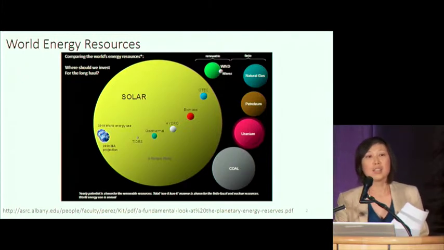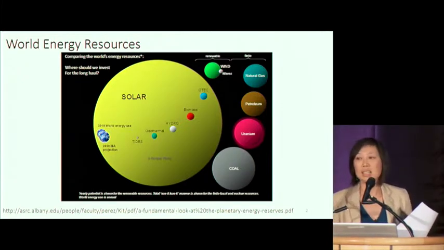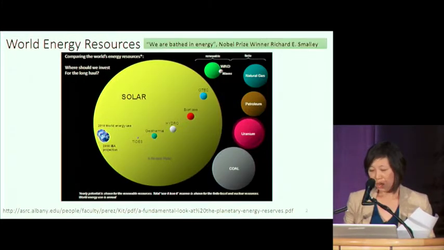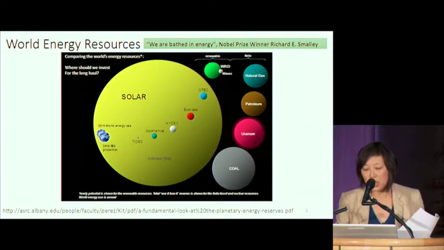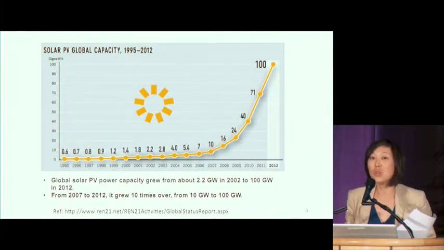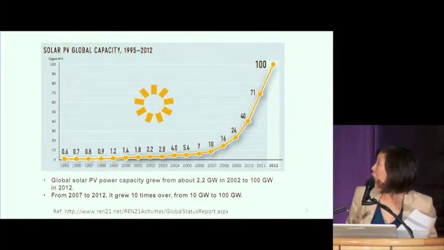Actually, if we count the energy input from sunlight, every hour the energy we receive from the sun is enough to power us for more than a year. According to Nobel Prize winner Richard Smalley, we are best in energy. So this session is about solar energy, and we have seen tremendous growth in PV in the past 10 years.